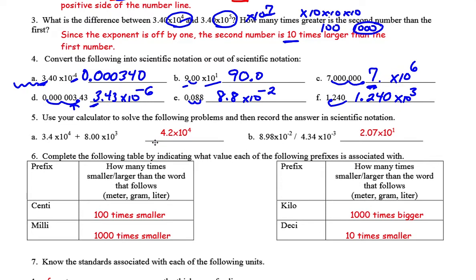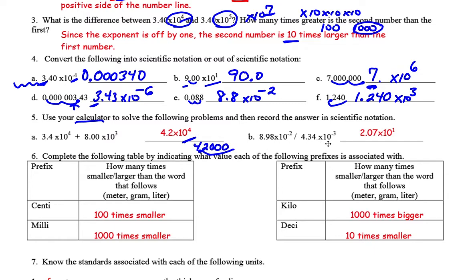Check your answers quickly. If you use your calculator to run these numbers, you should end up with 4.2 times 10 to the 4th. Make sure if you see on your calculator 42000, or whatever you end up getting, and then you're asked to record your answer in scientific notation, you know to put it into scientific. So you move your decimal and you record 4.2 times 10 to the 4th.